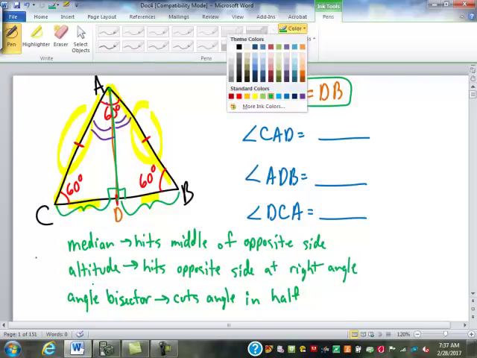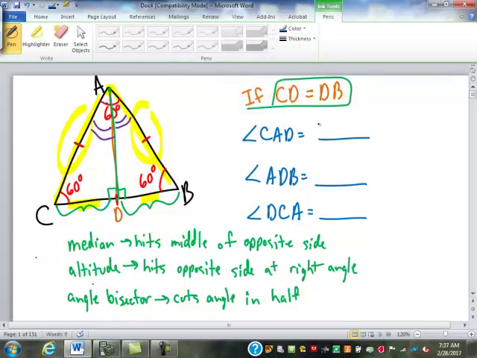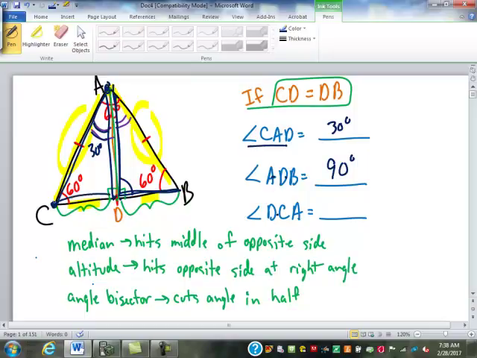So now looking at what we were asked to do over here, angle CAD. Here's CAD. So that's this angle right here. What do we know about that angle? It has to be half of the 60 degrees. It's 30 degrees. Angle ADB. Well, here's ADB, so that's this angle here. We've already drawn that in. That has to be what? 90 degrees. DCA. Well, this one we just figured out before without knowing the median. What's that angle have to be here? 60. We already had that one figured out.